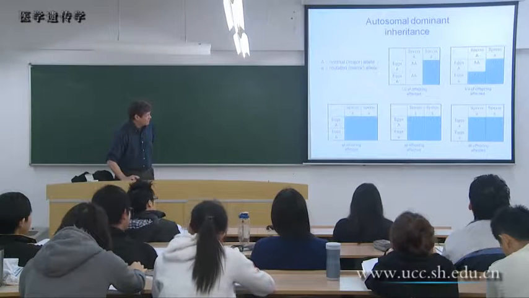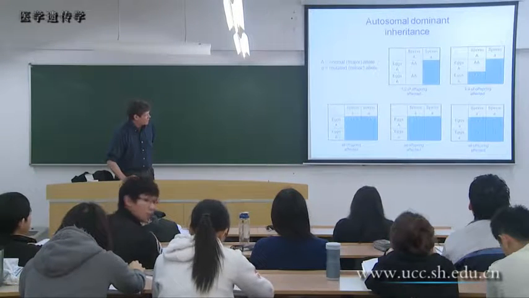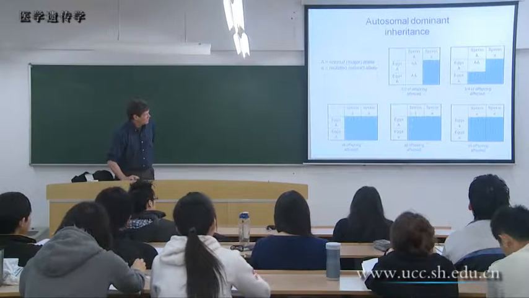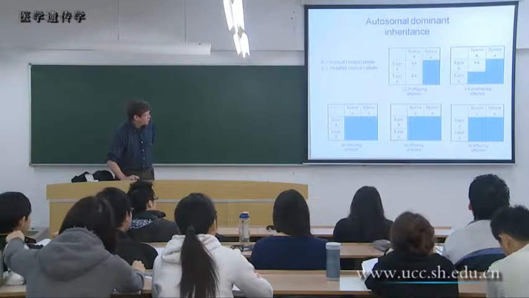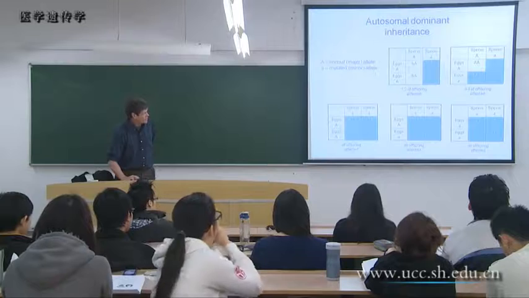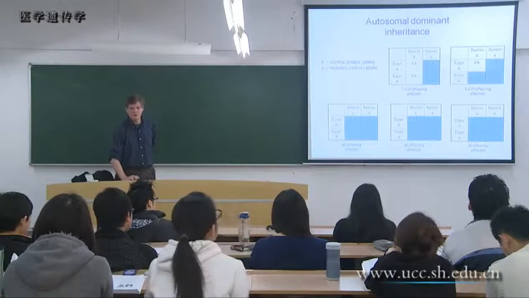Whereas for any of the other combinations, where the father has 2 mutant alleles, or the mother is homozygous for the mutant, all these other combinations, all the children would be affected.